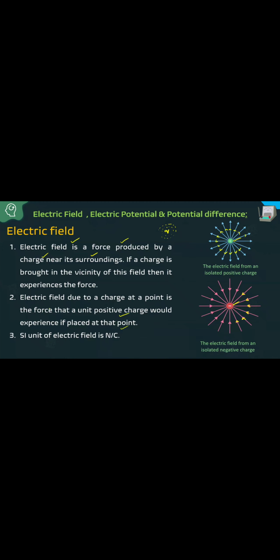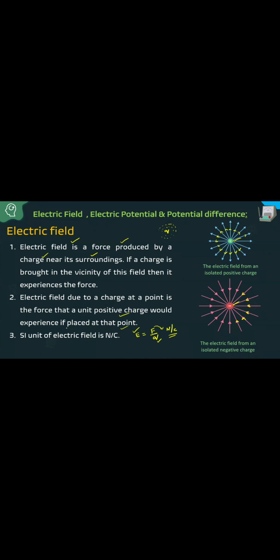Then what are the units of electric field, friends? Electric field is force per unit charge. What are the units of force? It is newtons. What are the units of charge? Coulombs. Then what are the units of electric field? That is newton per coulomb.